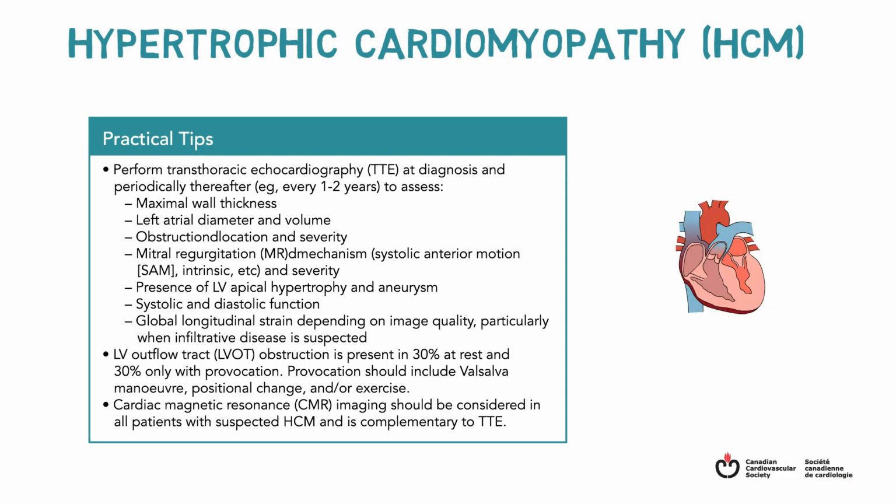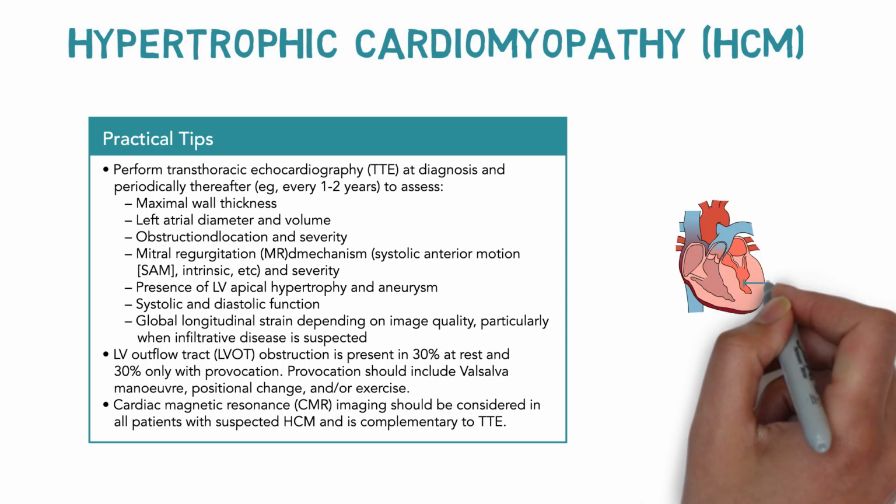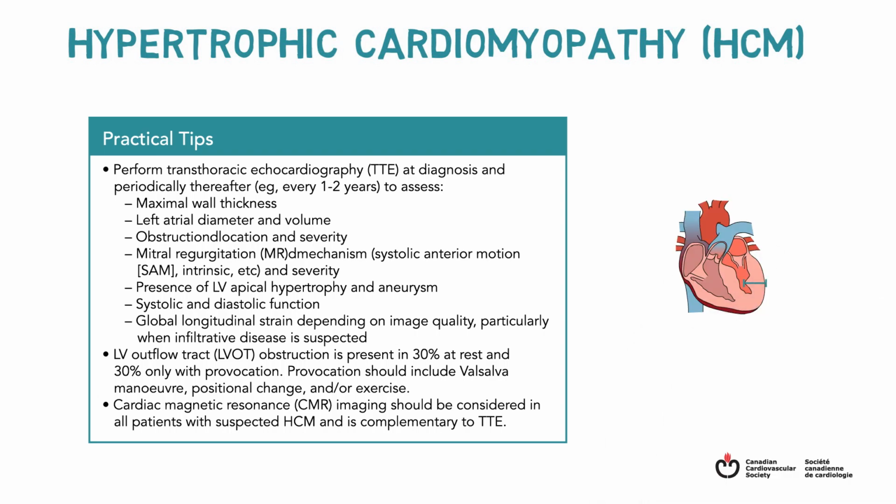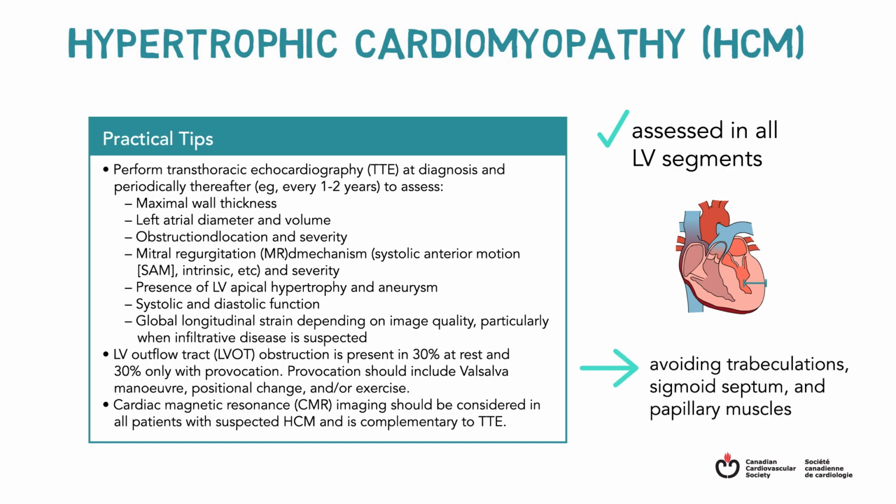Echo reports the pattern and distribution of LV hypertrophy along with the magnitude of maximal wall thickness at end diastole and should be assessed in all LV segments. Measurement should be conducted perpendicular to the LV cavity while avoiding trabeculations, sigmoid septum, and papillary muscles. Papillary muscle abnormalities are common in patients with HCM and might have implications for surgical planning.